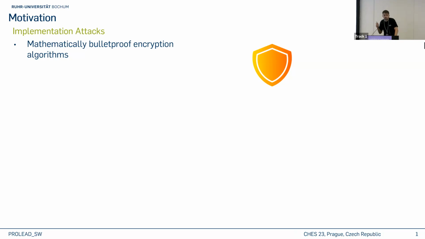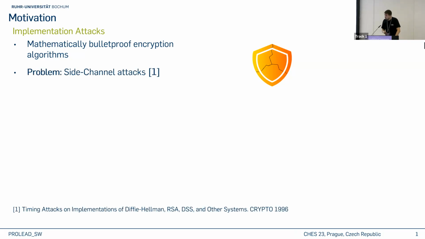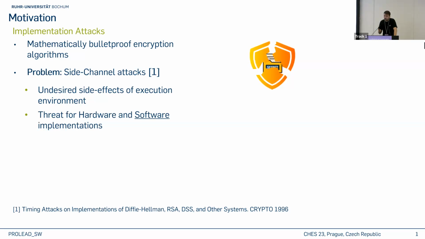So a couple of decades ago, smart people came up with algorithms of encryption schemes we all assume are pretty much bulletproof. They have mathematical properties we understand quite well and were also thoroughly evaluated. However, at least since the discovery of side channel attacks, this security started to show some cracks. We discovered that undesired side effects, such as power or timing, can reveal secret information and thus bypass the security of the underlying algorithm. This is not only a threat for hardware implementations, but also for software, which is the main focus here in this talk.